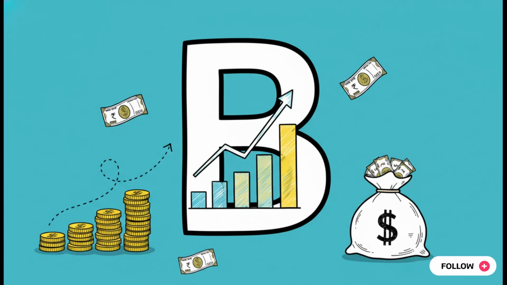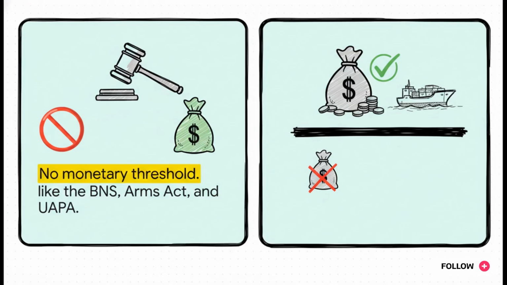All right, moving on to Part B. Now, this one's different. With Part A, it was all about the type of crime. But with Part B, it's not just about what you did. It's about the scale. It's about the money. And this comparison really lays it all out, doesn't it? For Part A, no money limit. But for Part B, there's a magic number, 1 crore rupees. The offense only counts if the total value involved is 1 crore or more.